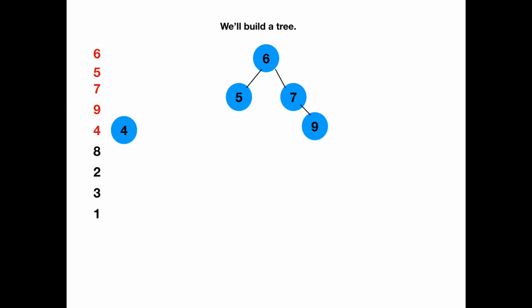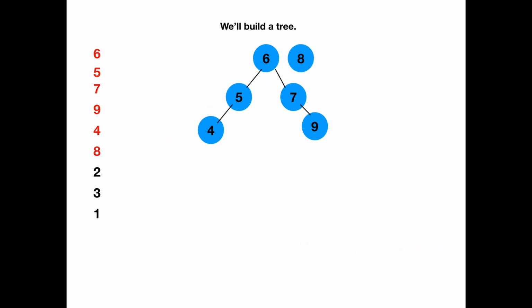Let's take number 4. This node holds the value 4. We're going to be comparing it to the root node first. Is it more or less than 6? It's less than 6, so it's going to go towards the left side. And then is it more or less than 5? It's less than 5, so it's going to go on the left side.